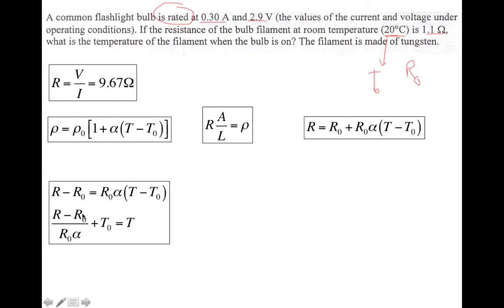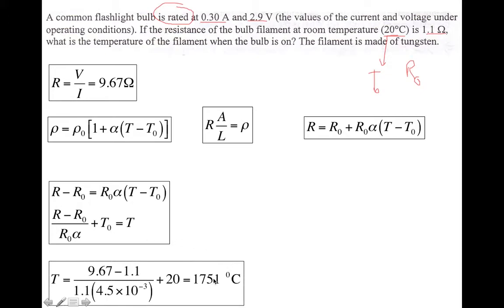Okay, so T will be all of this plus T0, which is 20. If I put in the numbers, I notice that the temperature is 1750. So that means what? That means in order to increase the resistance from 1.1 to 2.9, the temperature of the resistor has increased from 20 to 1751. So it gives you the relationship: as the temperature increases, the resistance of the wire increases.